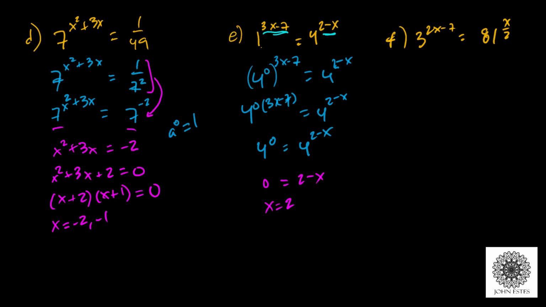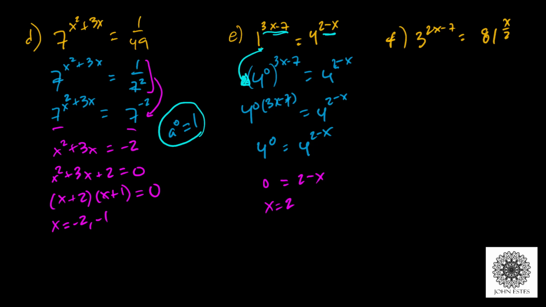Is 4 to the 0 1? Yes, remember we already said that. So this does check out. The trick is recognizing that 1 can be written as 4 to the 0 power. And that's a useful tool to have in your handbag. Make sure you keep up with that one. Alright, let's look at part F.